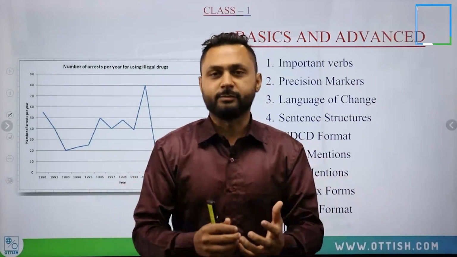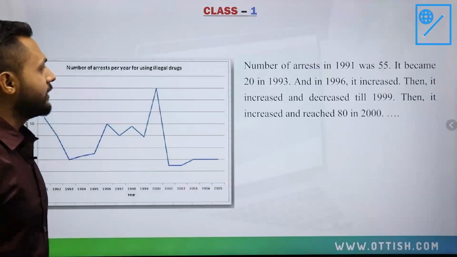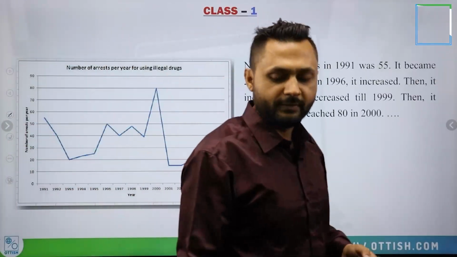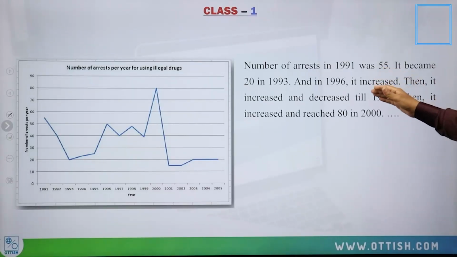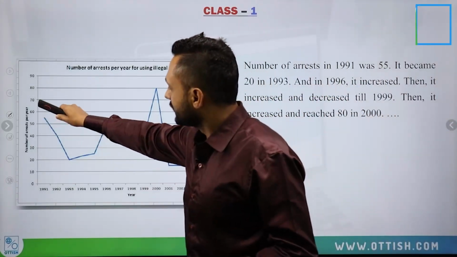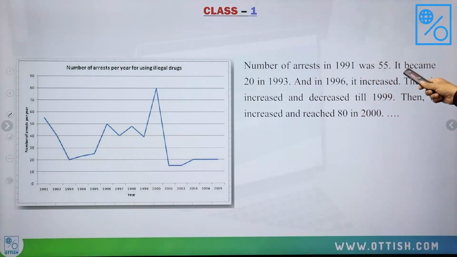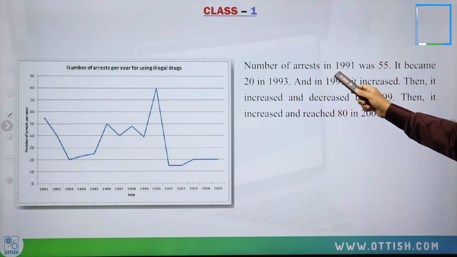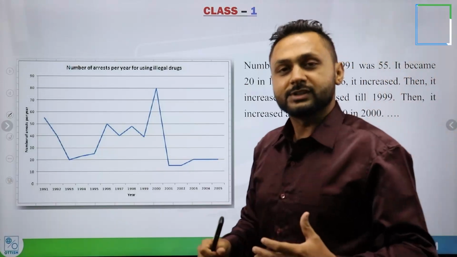There is a difference between how you write and how you should write. This is an example of how you write. If this is the question, then I find most students writing in this way. You can pause the video and read this. It says the number of arrests in 1991 was 55. Let's see, is it 55 or not? Yes, it is between 50 and 60. It can be 55 or 56, so it is tentative. It was 55, it became 20 in 1993, and in 1996 it increased. Then it increased and decreased. Then it increased and reached 80. So this is the way you write.